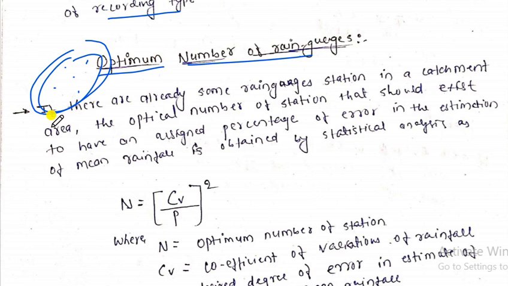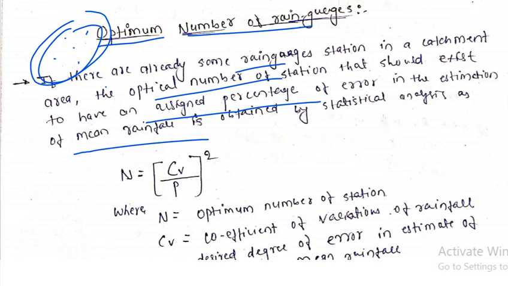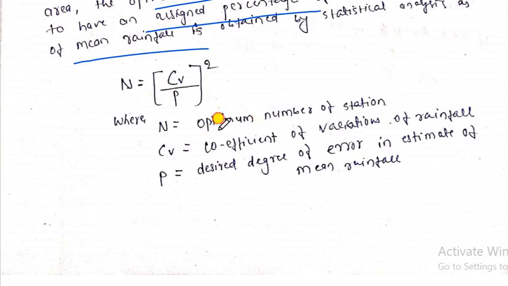So here it is given that if there are already some rain gauges in the catchment area, then the optimum number of stations that should exist to have an assigned percentage of error in the estimation of the mean average rainfall is given by n equals (CV/P) whole squared, where n is the optimum number or the additional number of stations, CV is the coefficient of variation of rainfall, and P is the desired degree of error in the estimation of the mean rainfall. It is already given in the question.